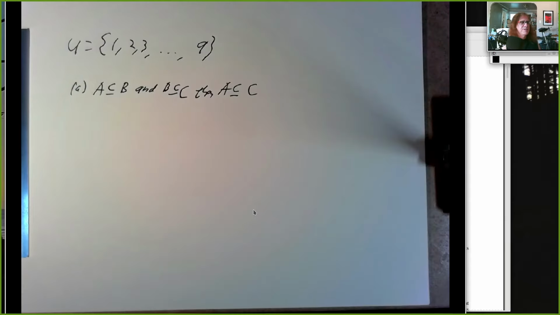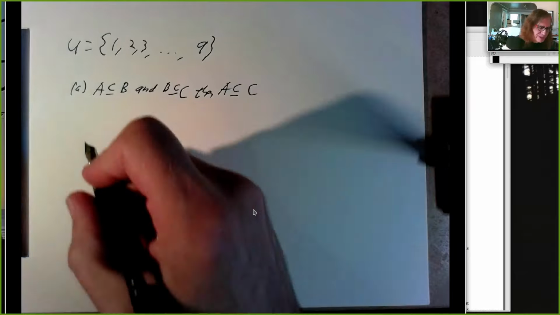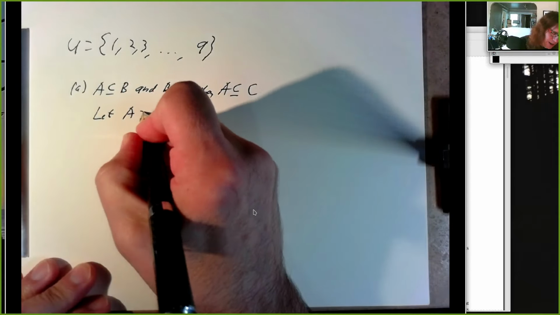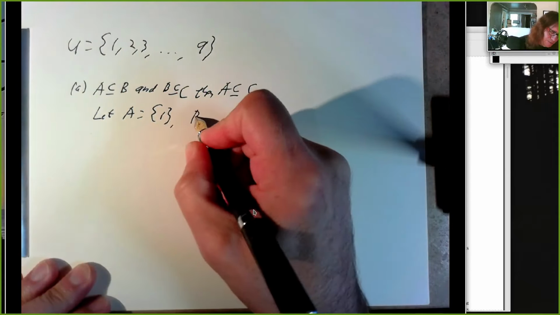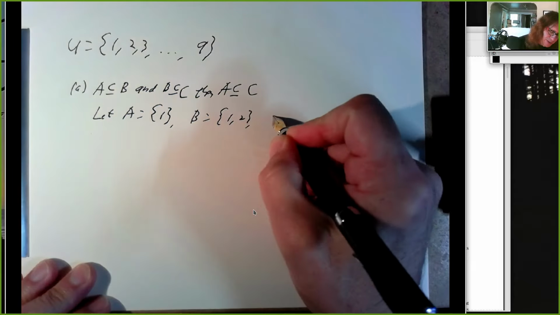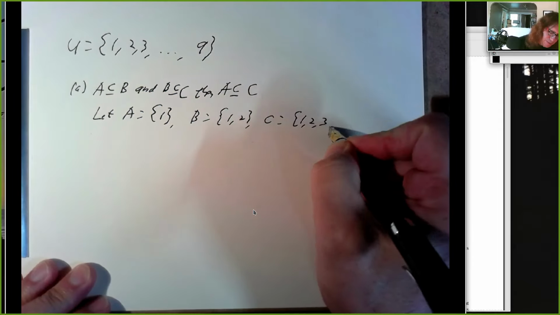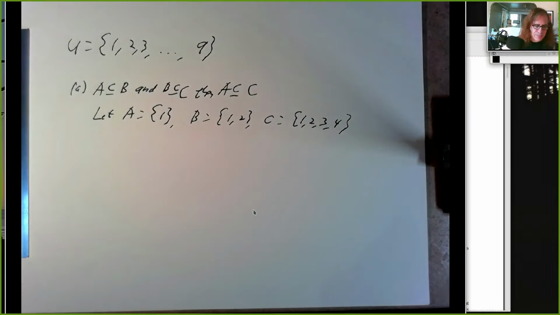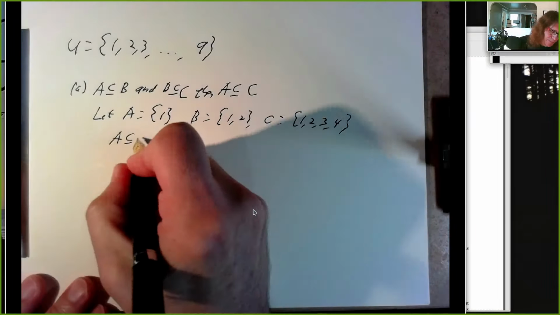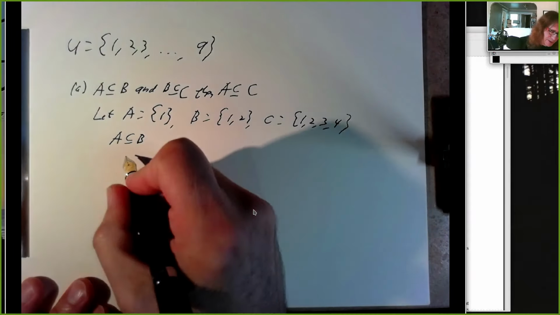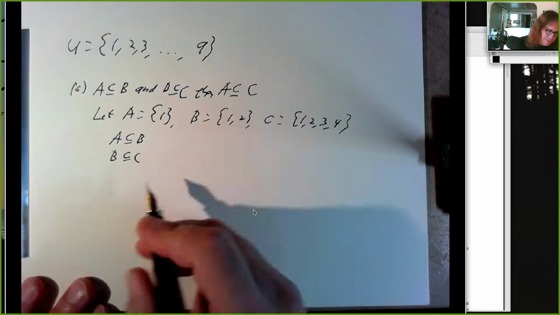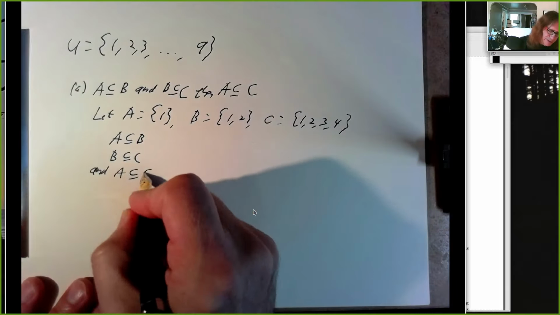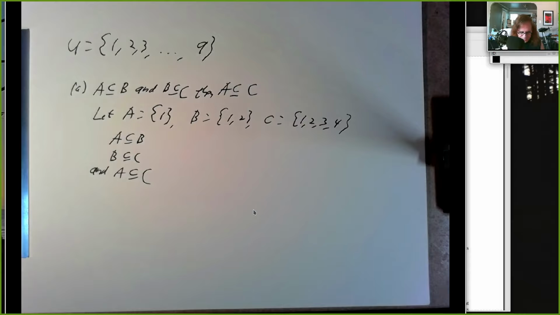And this one is a little hard to show with a lot of rigor because it's sort of so obvious. But you could do something like this. Let A equal this set, B equal this set, and C equal that set, right? A is a subset of B, B is a subset of C, and A is a subset of C. And there's really not a whole lot more to write for that, right?